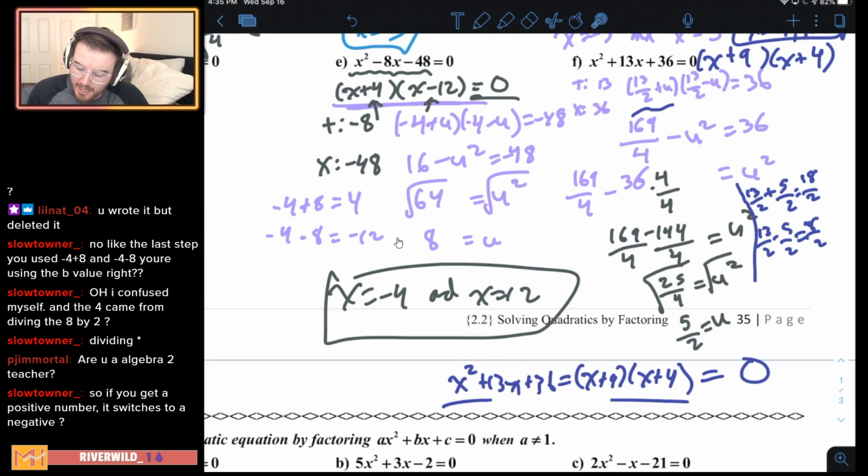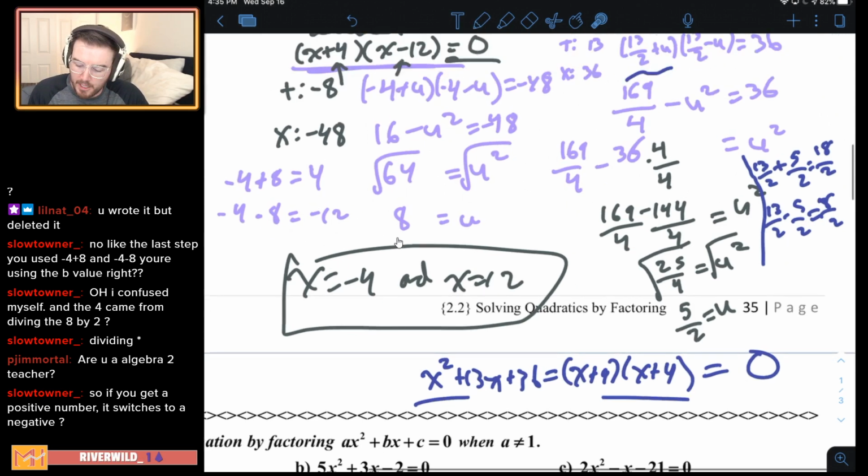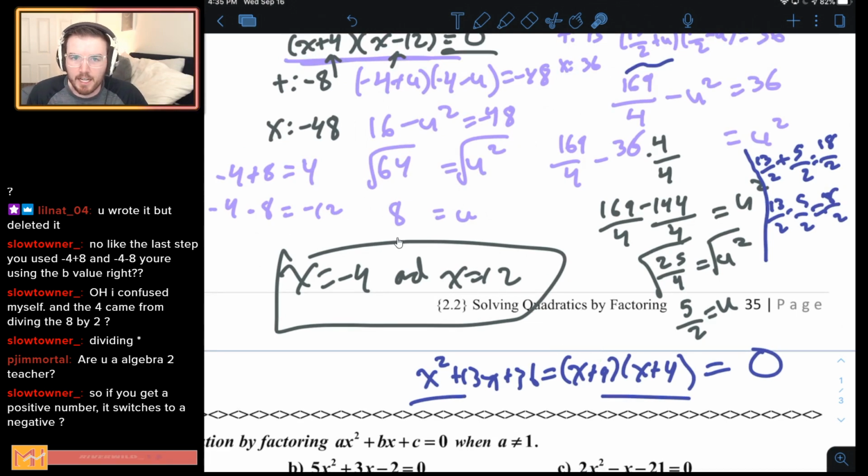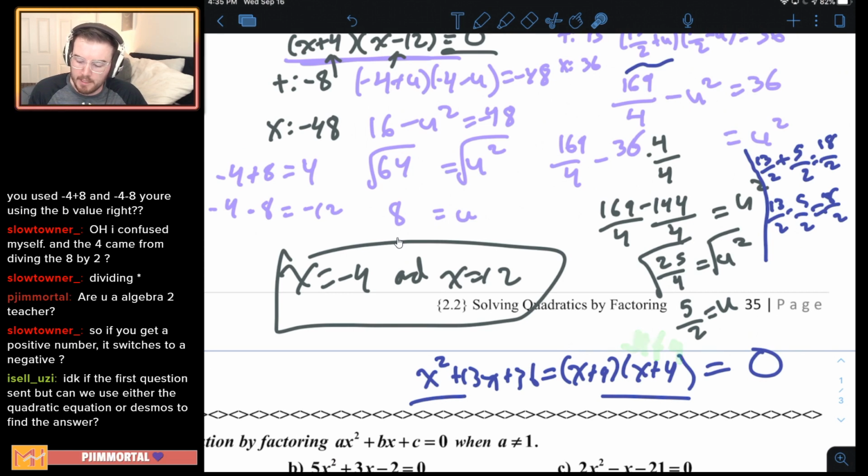If I plug in -9 here, what is -9 plus 9? 0. What's -9 plus 4? Well, who cares? Because 0 times anything equals 0. And we got our answer that we wanted. We want to know, what does x have to be in order for it to be 0? -9. Or the same thing is true for -4. -4 plus 4 is 0. 0 times anything equals 0.